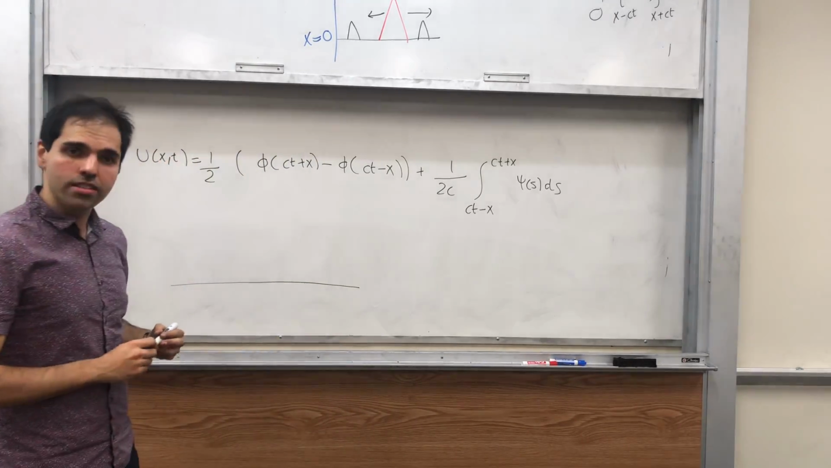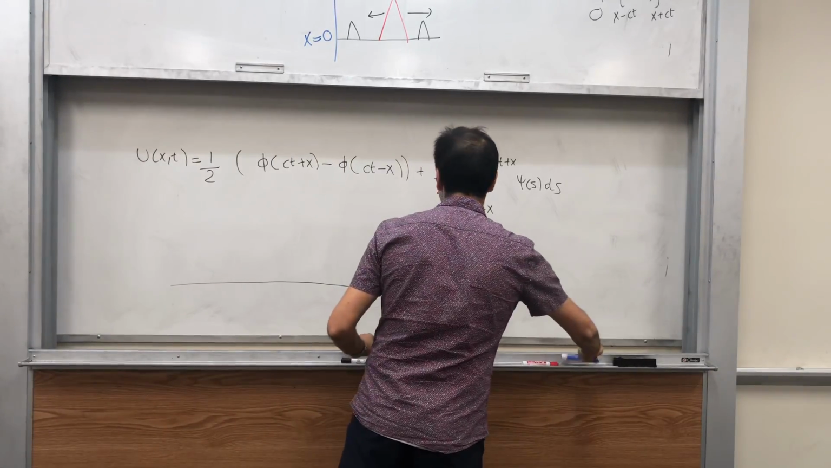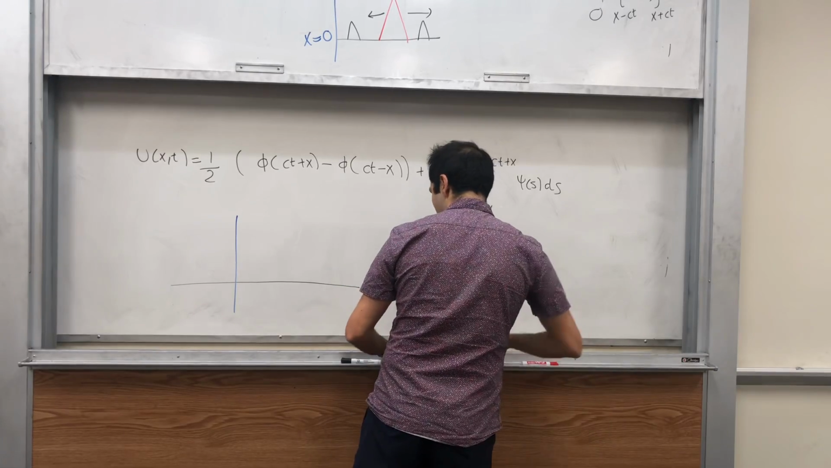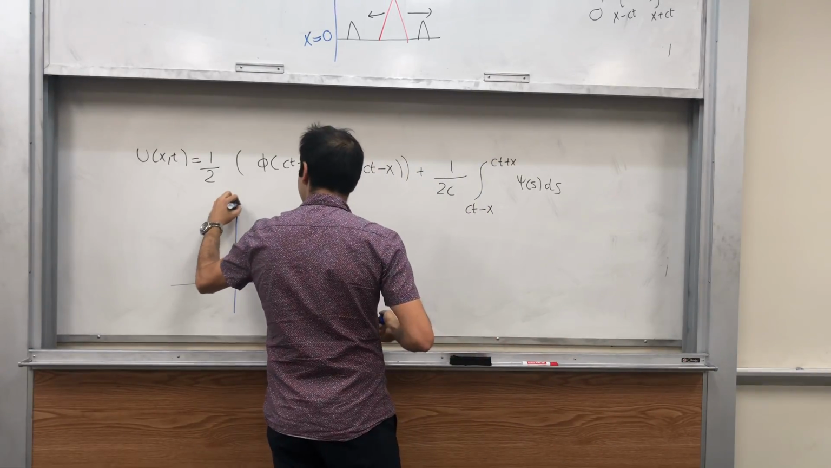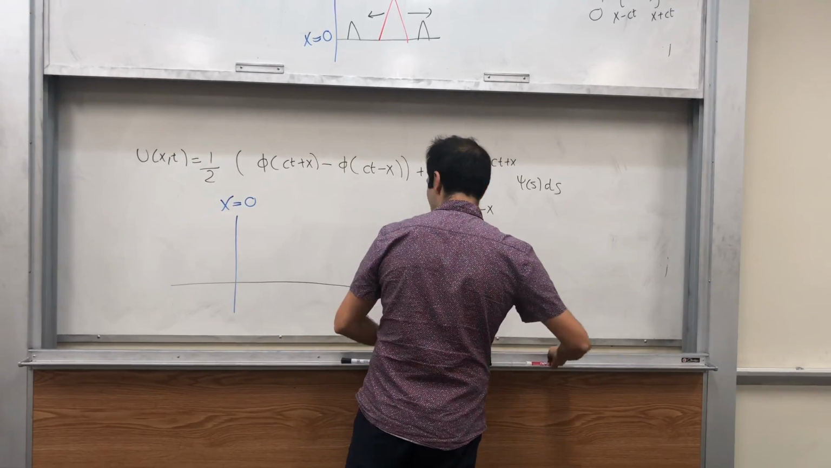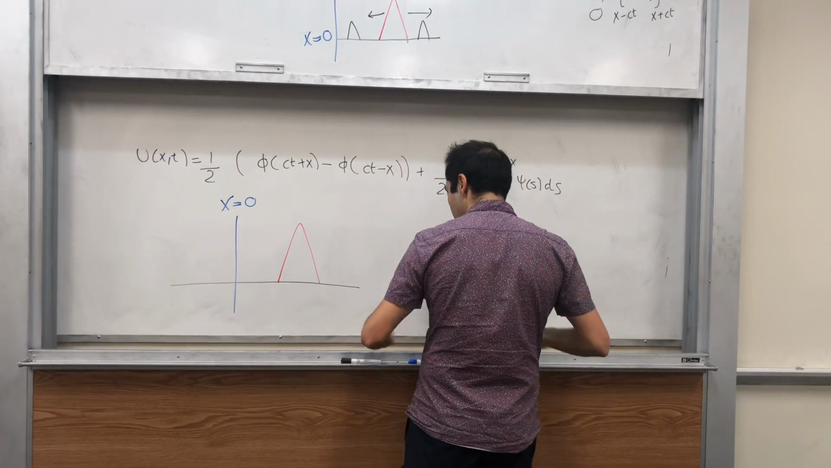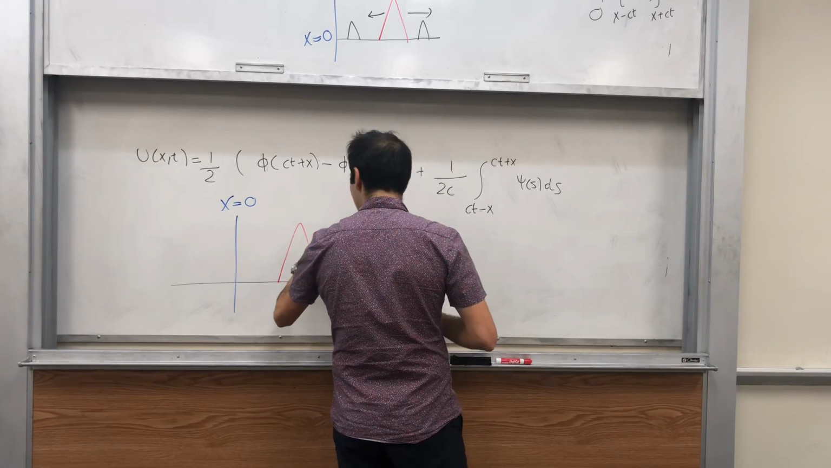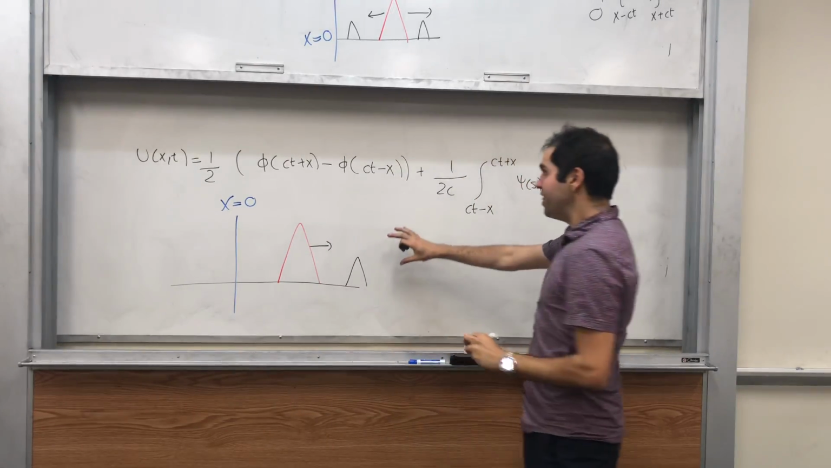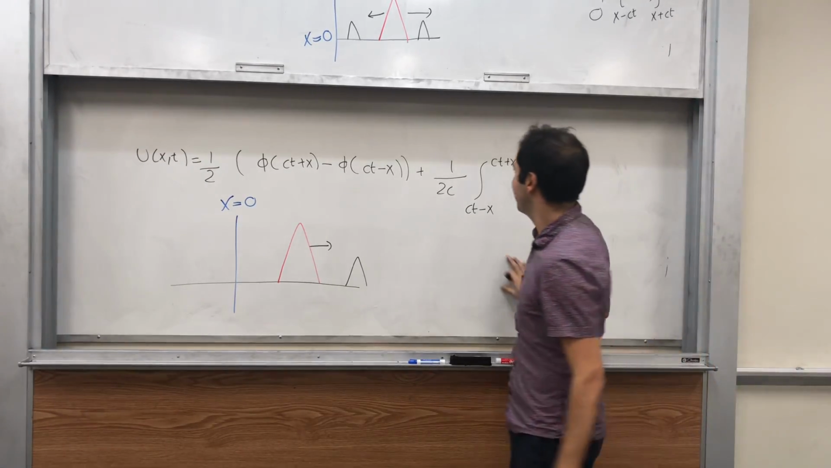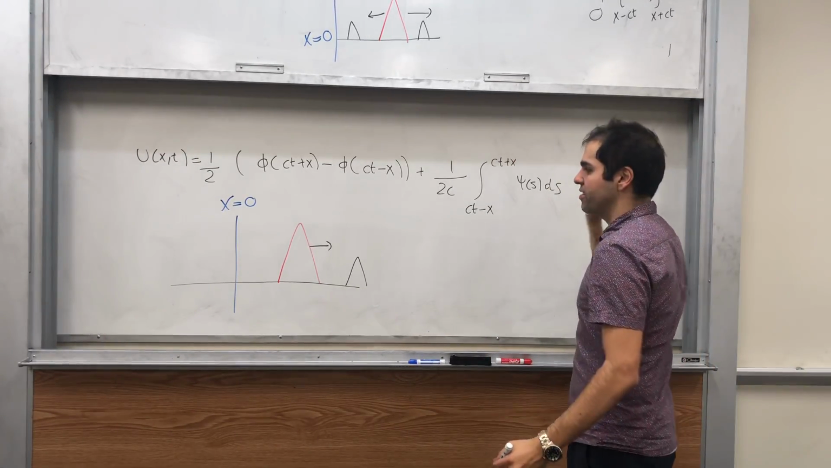Now, as I said, what does that mean physically? We have the wall here, and we had the wave. Okay, so that's x equals 0. We have the wave that splits up again into two parts. One part that doesn't change, and that's the ct plus x part. It just goes to the right like that, and again, this part doesn't change.